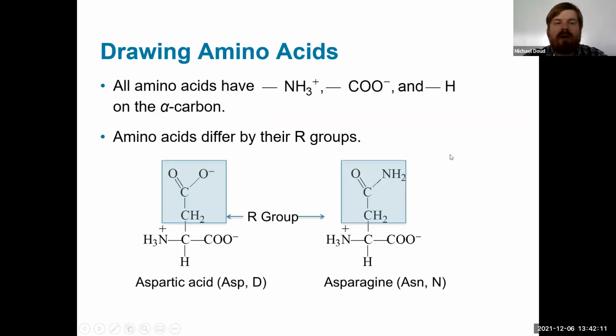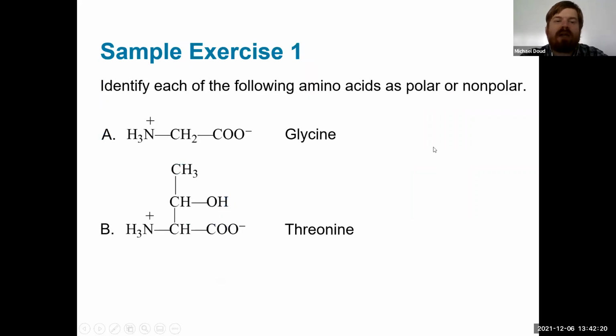Okay, so we already kind of covered this here. The only thing different between the amino acids is the R groups. Everything else stays the same. Okay, so let's go ahead and do a quick sample exercise. Identify each of the following amino acids as polar or non-polar. We have glycine and threonine. Based on their structures, tell me, are they polar or non-polar?